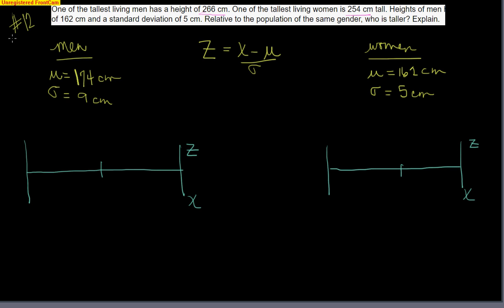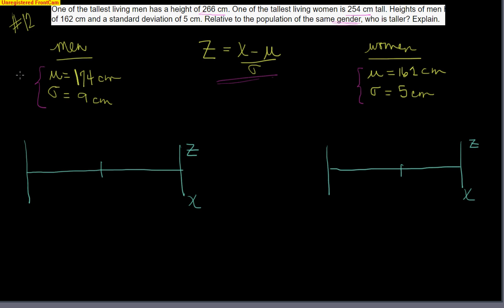And then we are given the mean and standard deviation for men's heights, and we're given the mean and standard deviation for women's heights. And the question is, who's taller in terms of their gender population? So we have to compare them separately. We have to look at these z-scores and see who's farther away from the mean.